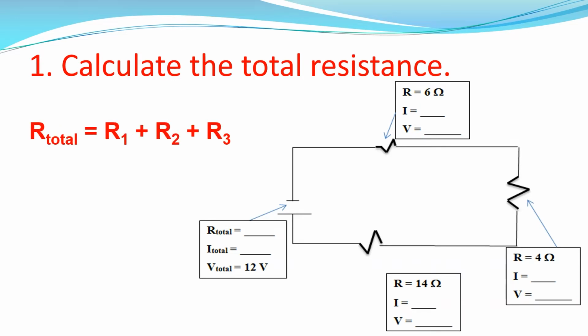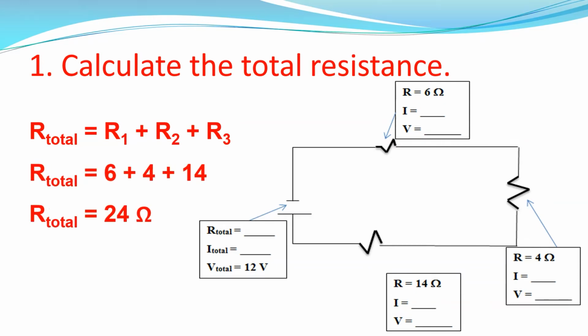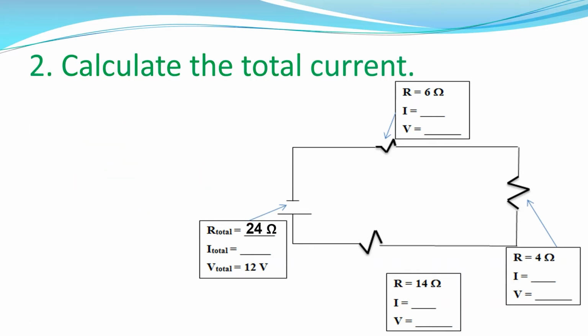So I'm going to find the total resistance to begin with. Total resistance equals the sum of all resistors. So 6 plus 4 plus 14 gives me a total resistance of 24 ohms across that battery. I can now find the total current.